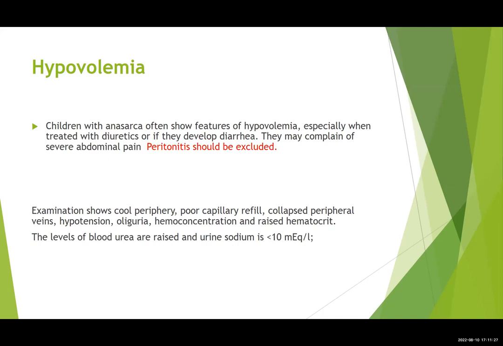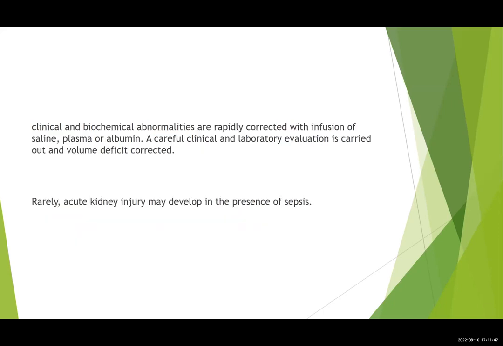So you have to evaluate the patient for poor perfusion, poor capillary filling, poor peripheral veins, hypotension, oliguria, and hemoconcentration by hematocrit, and so on. Usually, in a patient with hypovolemia, you may find high urea and low urine sodium. So if this is the case, you have to give fluid, and you have to give albumin. Very important to treat the patient.